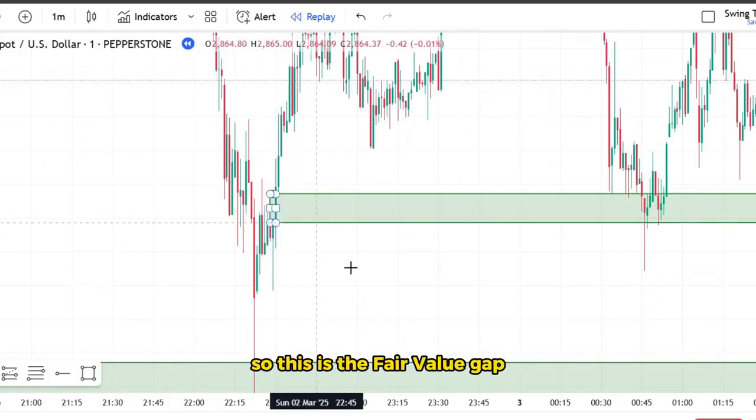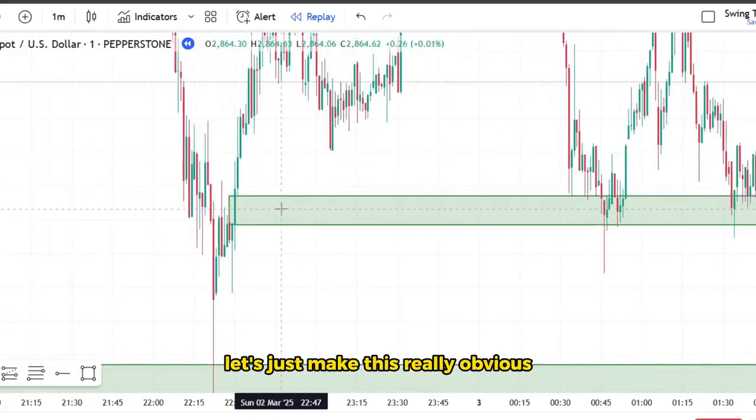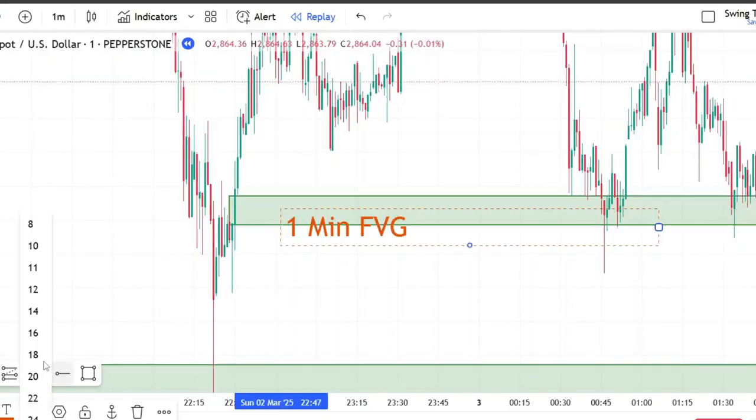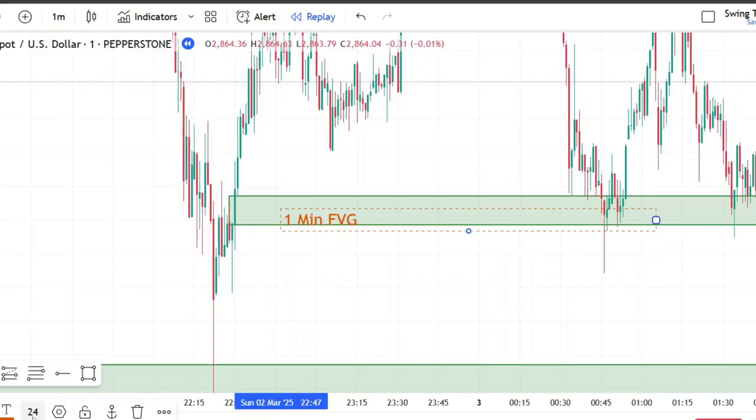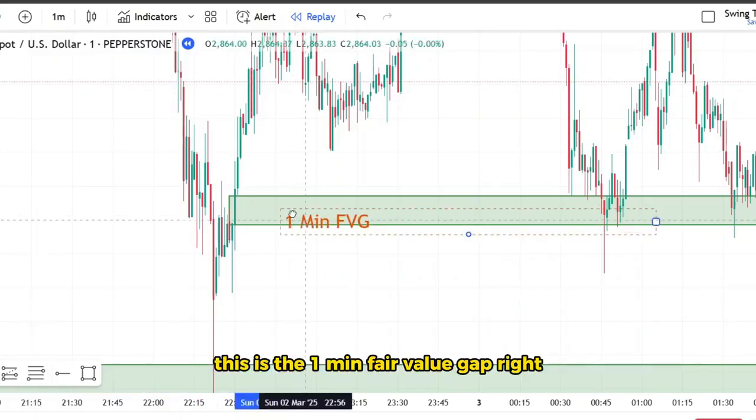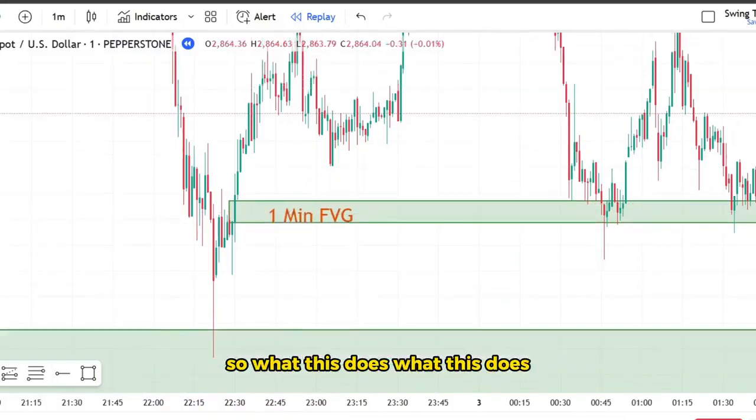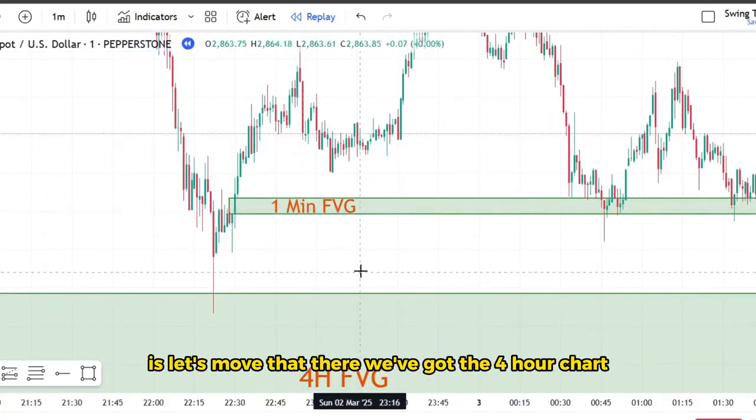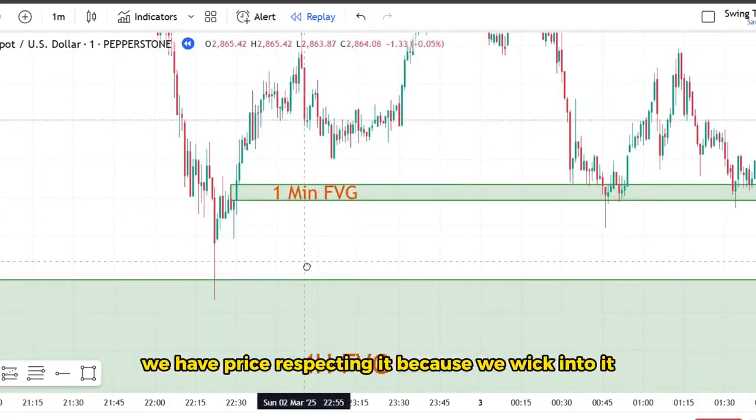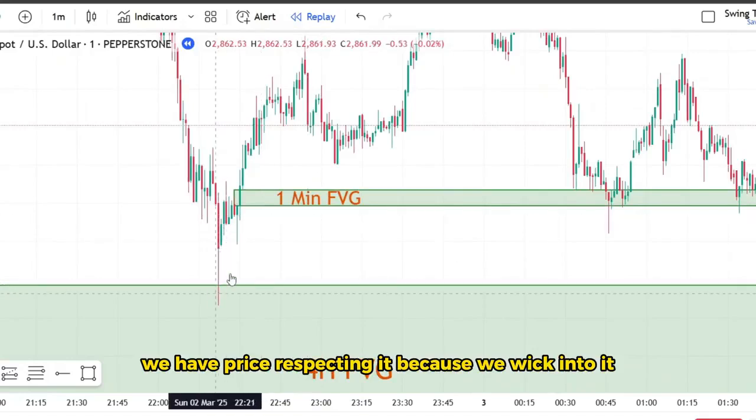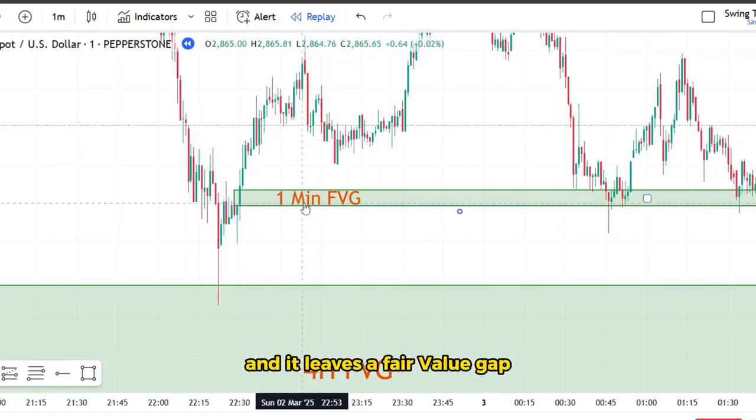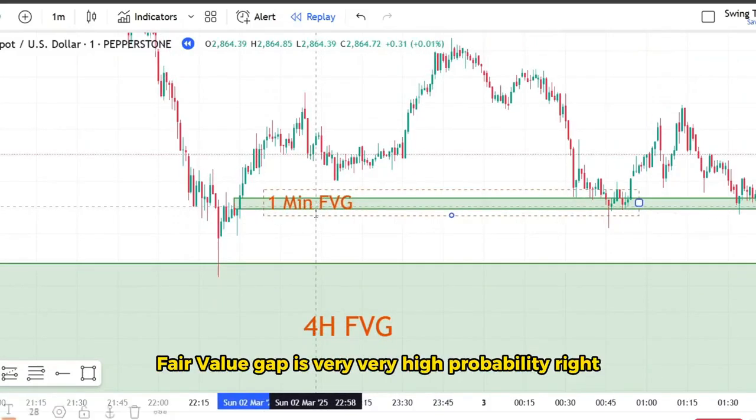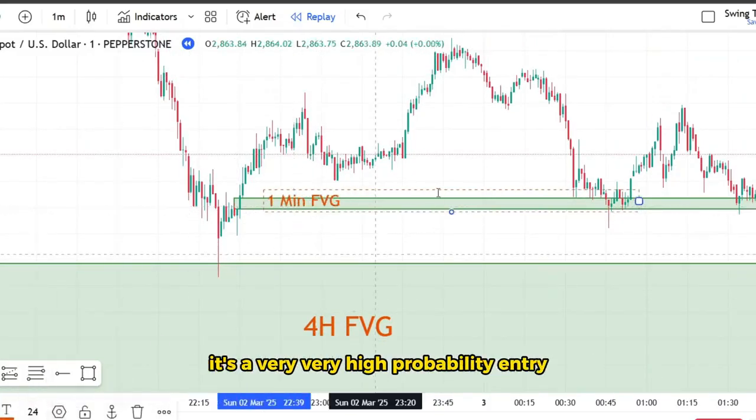So this is the fair value gap. Let's just make this really obvious. This is the 1 minute fair value gap, right? So what this does, and this is what's so important about the model, is we've got the 4 hour chart, which is our higher time frame. We have price respecting it because we wick into it. It moves off in the opposite direction, and it leaves a fair value gap. So any entry on this lower time frame fair value gap is very, very high probability, right? It's a very, very high probability entry.